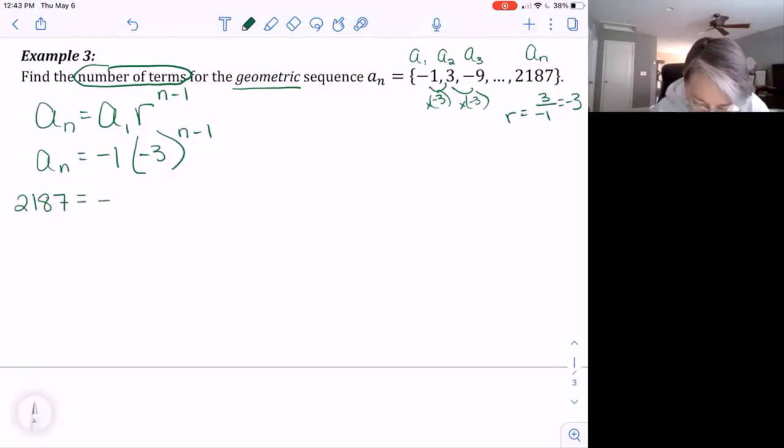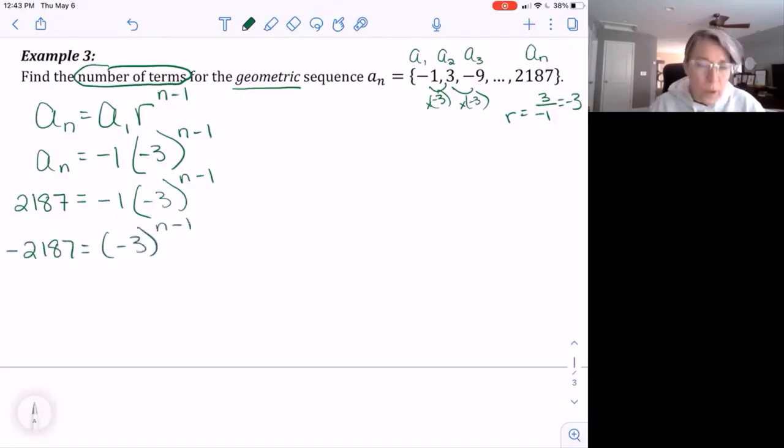So that means we have to solve for our n. Now again, order of operations. I see too many people making the common error of multiplying the -1 by the -3 first. Remember, we can't do that. Go back to the pre-algebra stuff, which I know you know, but sometimes when we get to pre-calc and calc, we kind of forget some of the nitty-gritty fundamentals. So let's divide by that -1. So we'll get -2,187 equals -3 to the n minus 1.